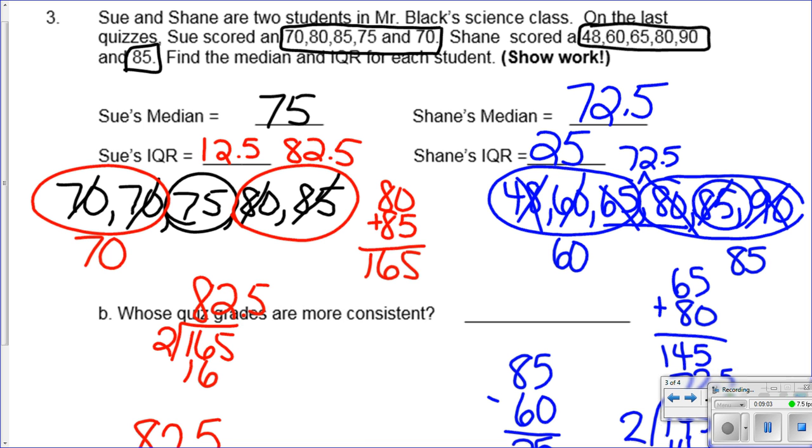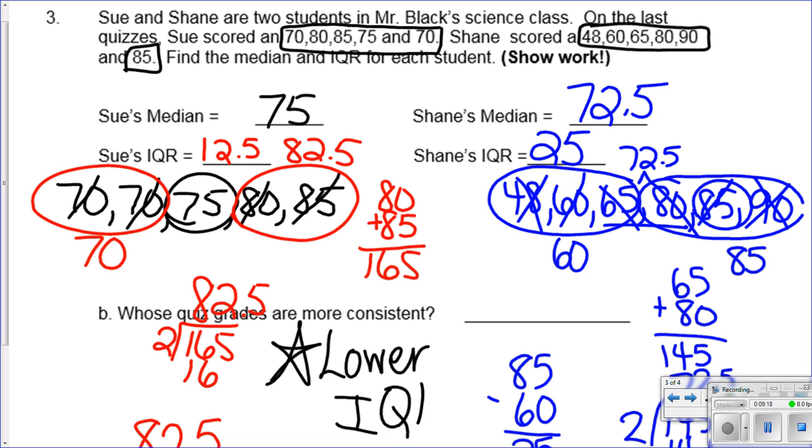Now this next question, you had a 50-50 shot of getting it right. Whose quiz grades are more consistent? What you are looking for here, put a big star. This is something new we have not talked about. You're looking for who has the lower IQR. So who is it? Sue. Question.